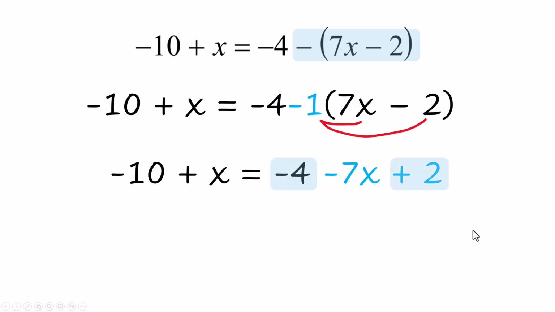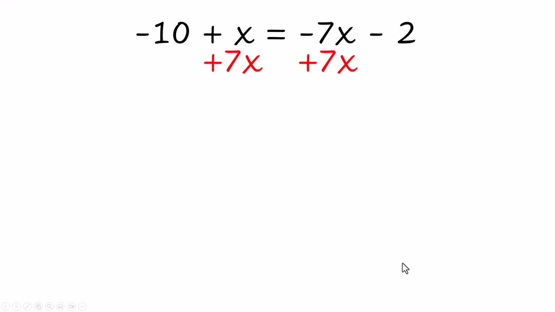Now we need to combine like terms on this side of the equation. So we have a negative 4 that I need to put with the positive 2. You don't put that with the variable term. So now we have negative 10 plus x equals negative 7x. I just copied that. Minus 2. Negative 4 plus 2 is negative 2.